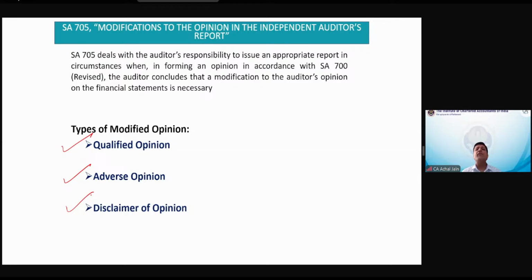And what is going to be the repercussion of that? How is that going to have an impact on the financial statements? What messaging is being passed on when he is discussing all of these modifications in the auditor's report?